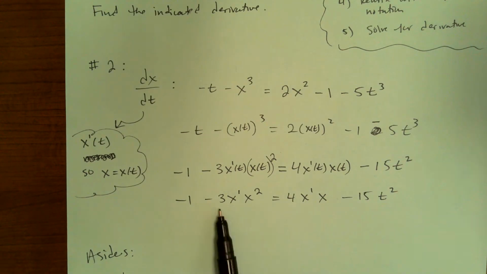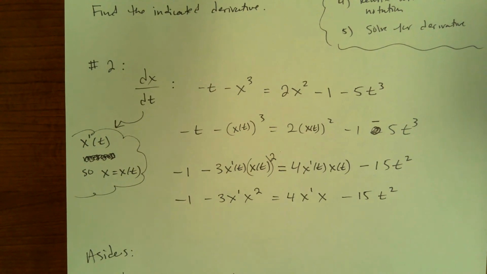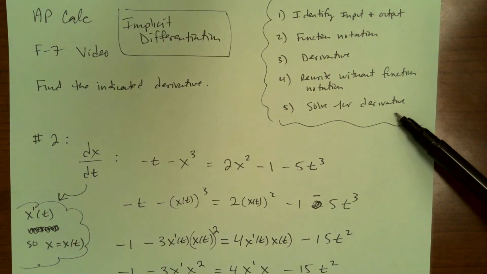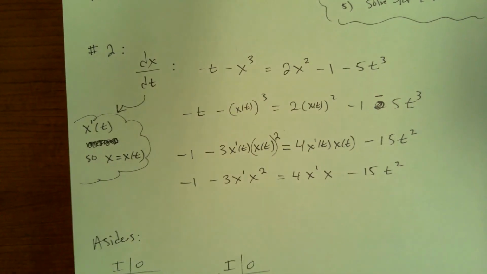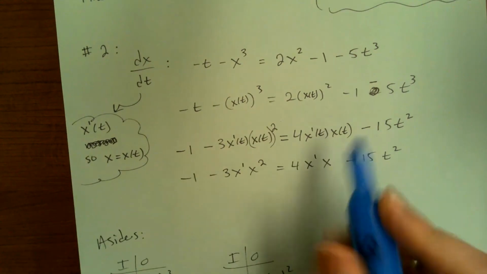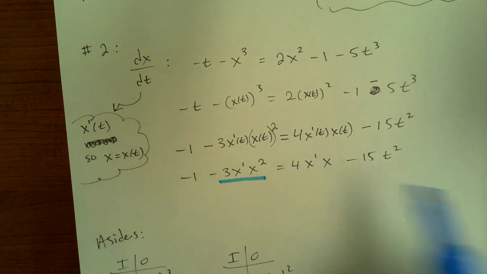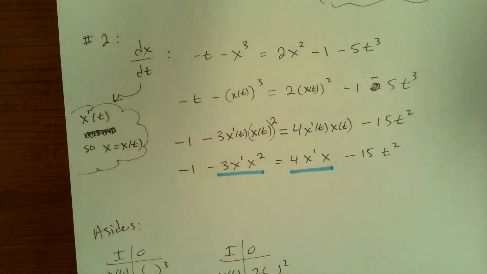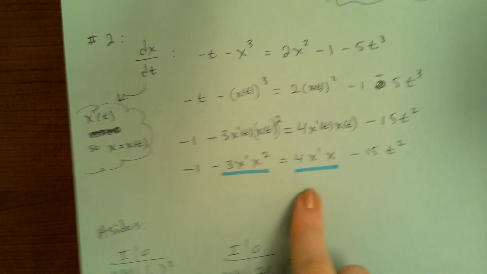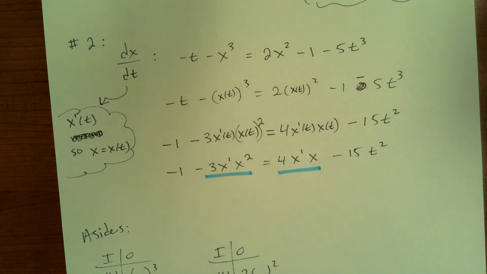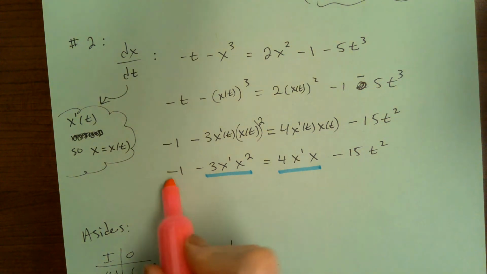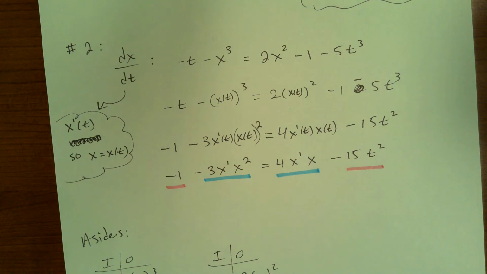I just converted out of function notation because I'm done with chain rule. I don't have to use chain rule for any derivatives anymore. I'm done taking derivatives. Okay, step 4, solve for the derivative. This term involves an x prime, so we're solving for x prime. Both of these terms involve x prime, and then these terms do not.